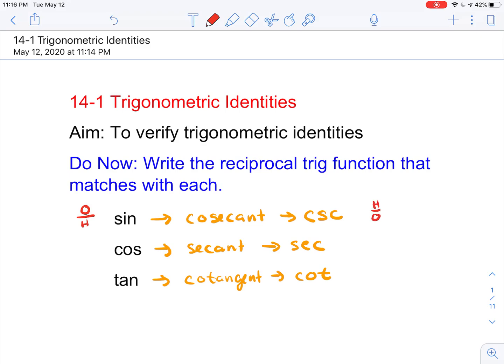When we talked about these before, we talked about how the ratio opposite over hypotenuse can be flipped to hypotenuse over opposite when we do the reciprocal trig function. Same thing for cosine. Adjacent over hypotenuse can be flipped to hypotenuse over adjacent. Tangent, opposite over adjacent, can be flipped to adjacent over opposite. So that's where we started with these reciprocal trig functions.